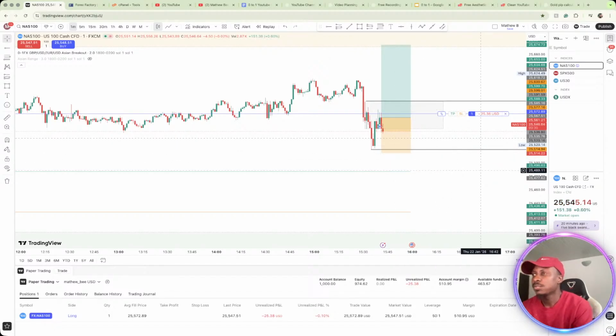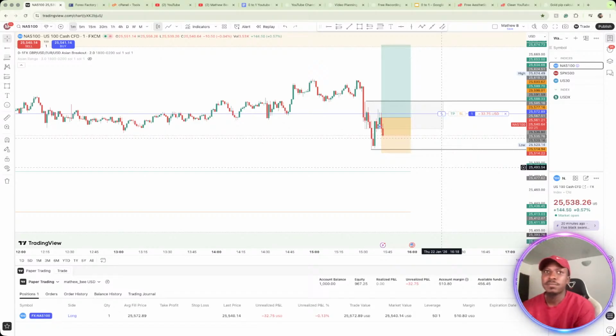You can actually connect your trading broker to TradingView directly, and then you just trade directly from TradingView. But not all brokers are on TradingView. Yeah, not all brokers are on TradingView.